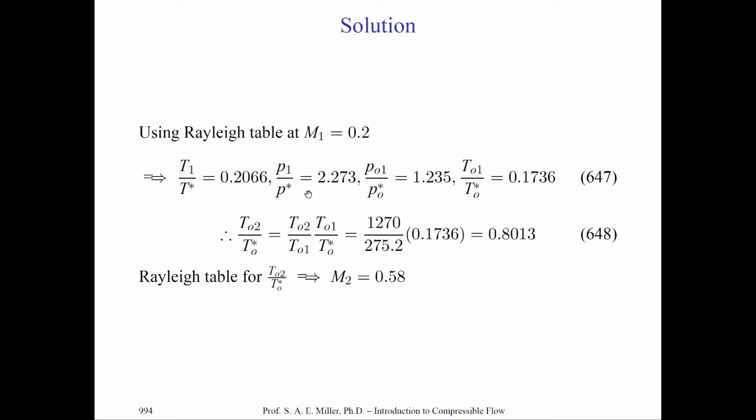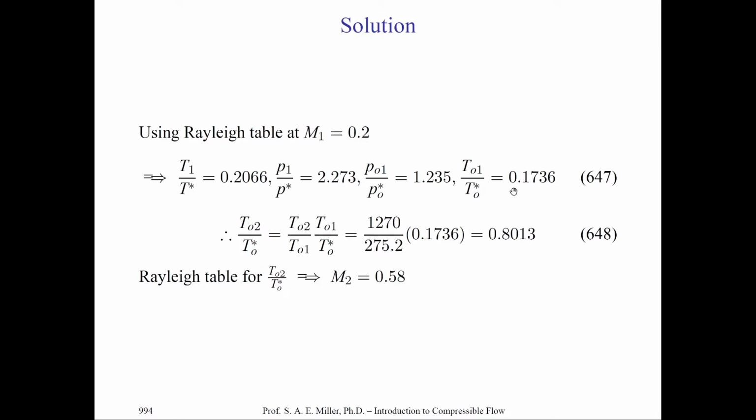0.1736. Remember, the reference or critical value here is the value of temperature, pressure, and total temperature at the critical condition of Mach equals 1 for Rayleigh flow. This is different than the critical condition from isentropic flow. It's a critical Rayleigh condition, M equals 1. Now notice we find the ratio T01 over T naught star equals 0.1736.